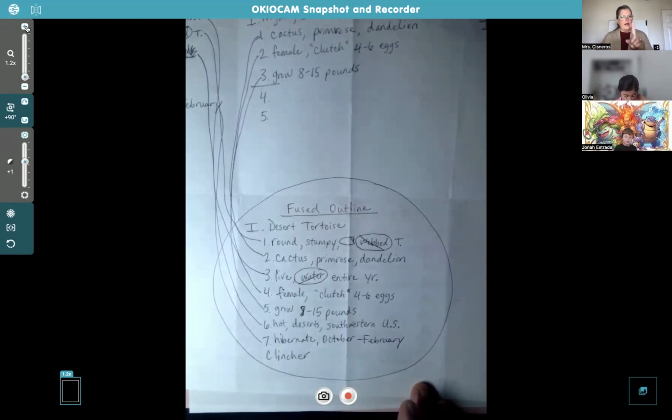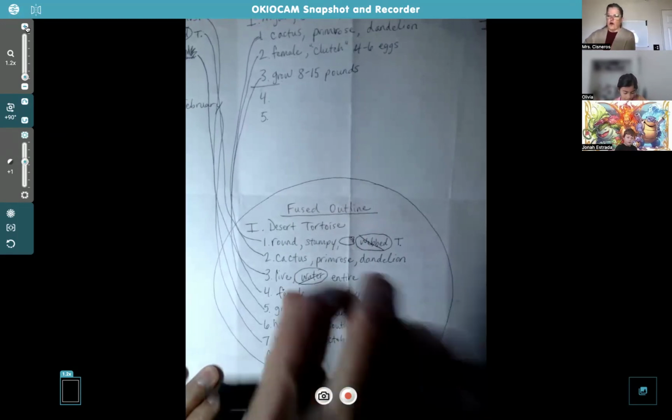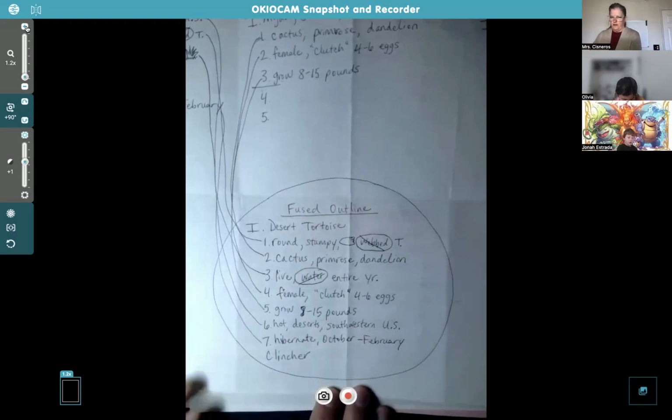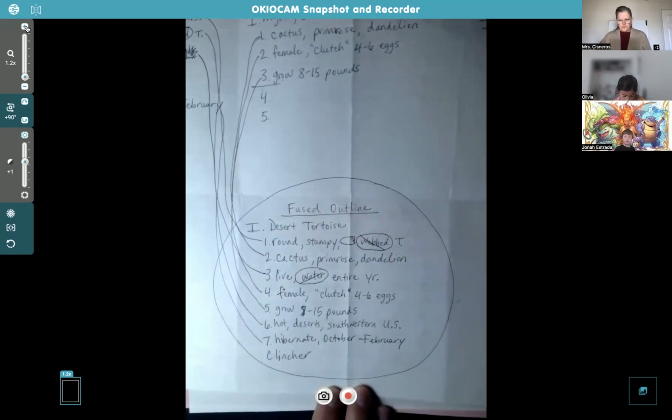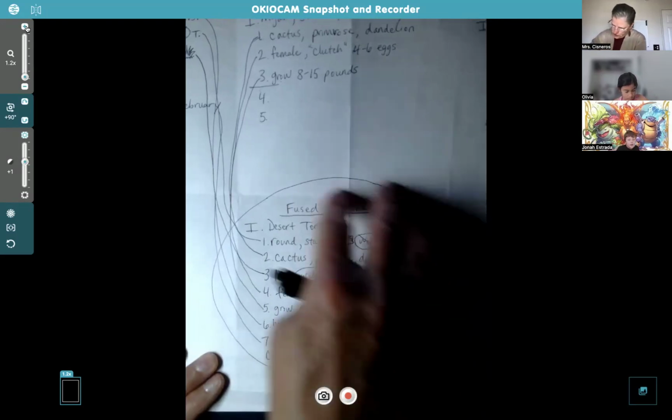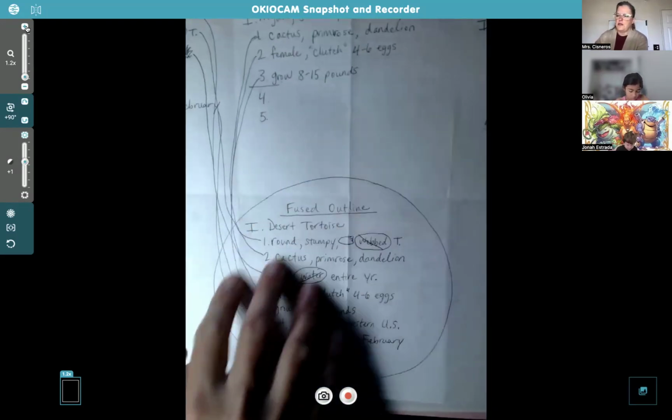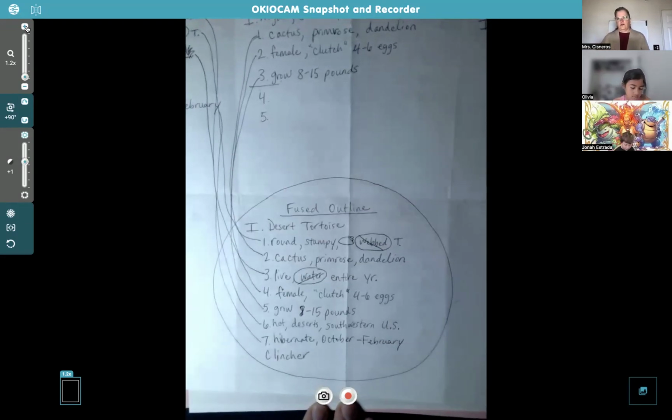You're going to write one paragraph using only the fused outline. One circle. And you're going to see on your checklist, you only have one paragraph for this assignment. It's pretty easy. Yay! So you're just going to use the fused. Don't use A and B, only use the fused part. Okay?